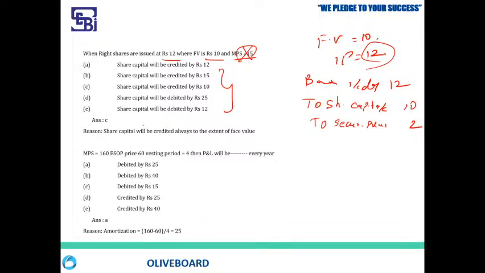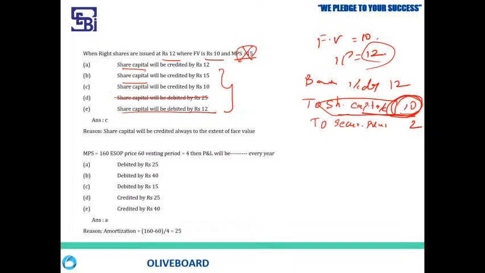Now here, the options they have given are talking about share capital. Now tell me, what happened to the share capital? It has been credited, first thing. So now I will be looking at only the credited options. So these two options have been ruled out. All right. Now three options are in front of me. Now what will I do? Share capital will be credited with how much value? 10 rupees. Always it will be credited.